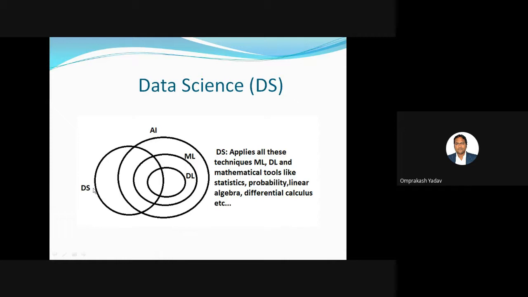Though in the industry they are kept as separate posts, right? Data scientist, ML engineer, deep learning. But in AI, all those things come. Okay, so till here, if there is any problem with what I have explained, I can solve it, else we can move ahead. So any doubt till here?